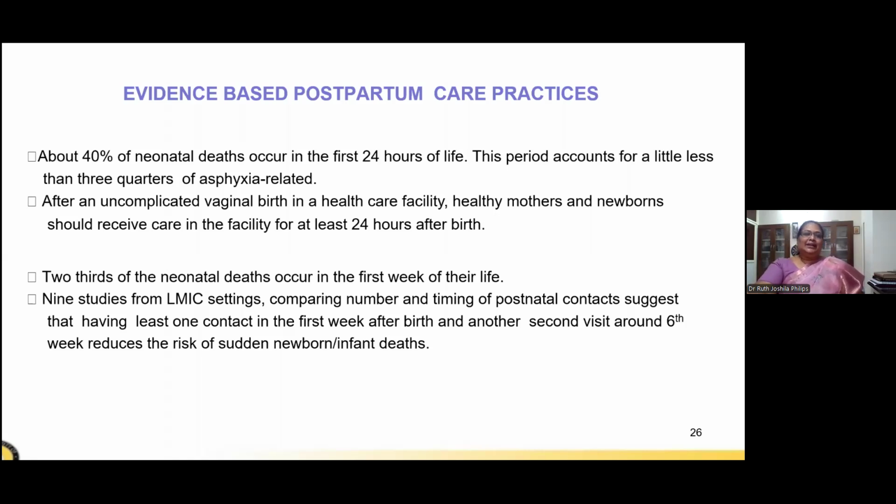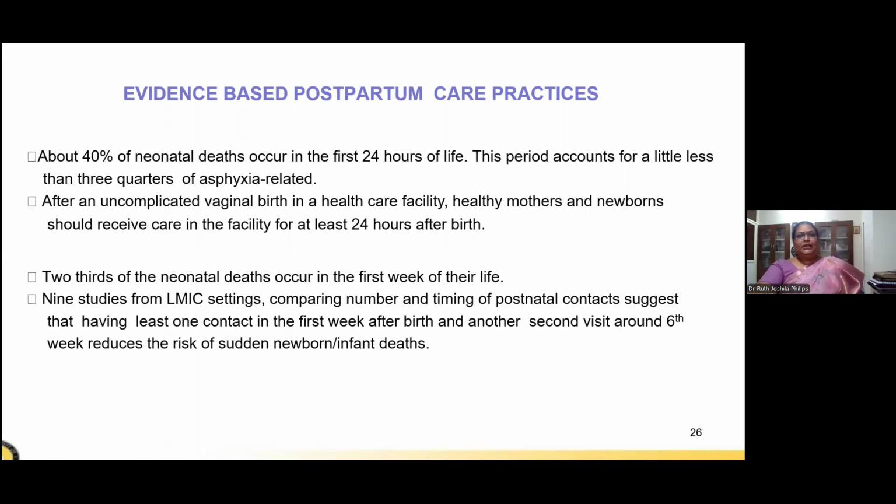But the World Health Organization recommends that to have optimal outcomes in the newborns and to preserve their life, keeping them in the healthcare facility and observing them, monitoring them for the first 24 hours at least is very important.